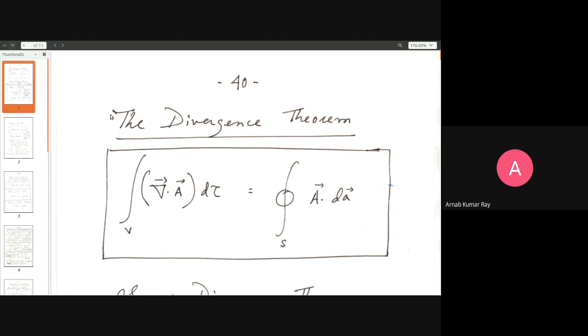Sir, hello. Yes. What about an open cylinder? An open cylinder doesn't trap any volume. Nothing. And an open cylinder has a surface. Yes. Then will it be an open surface or a closed surface?